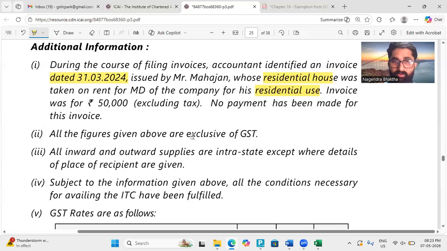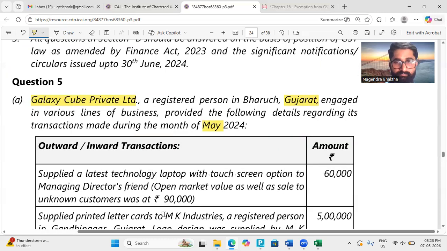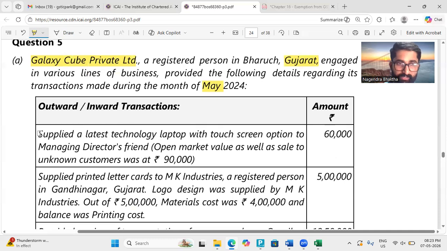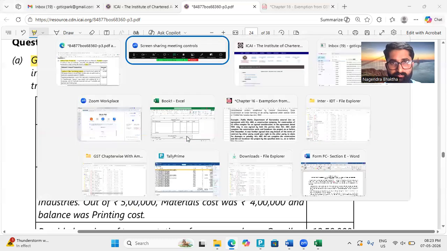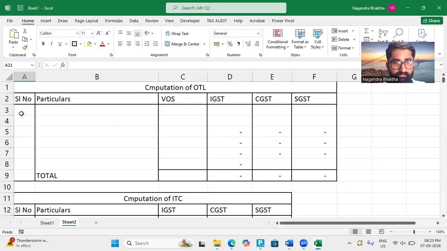All the figures given above are exclusive of GST. All inward and outward supplies are intrastate except where required. Subject to the information given above, all the conditions necessary for availing the ITC have been fulfilled. Okay. Now we will read point number one, and we will start writing. First we will calculate OTL. Point number one, read that.